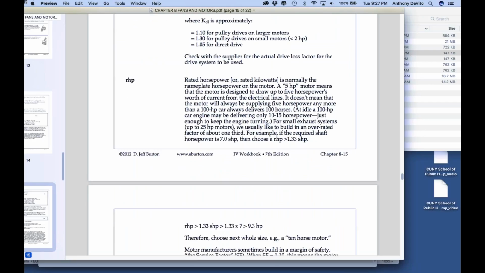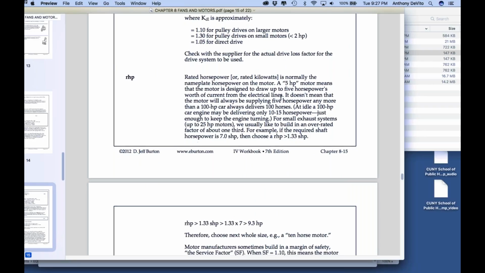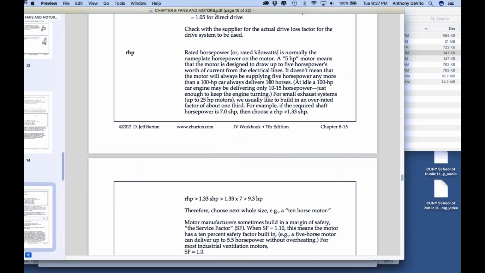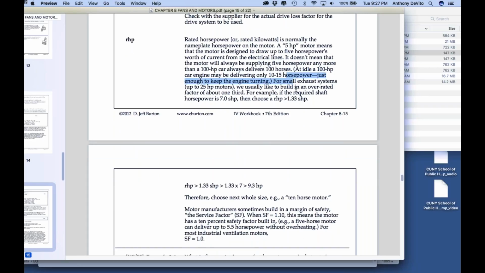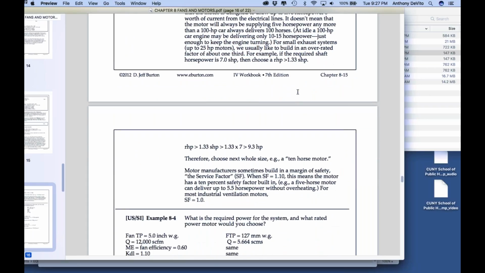Now our shaft horsepower is nice, except it might be like 18.5 horsepower or something like that, right? Now our rated horsepower is actually the horsepower of the motor that we want. Okay, so now hang on a second here. Our rated horsepower.